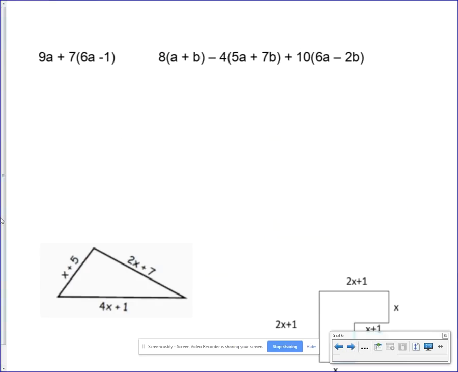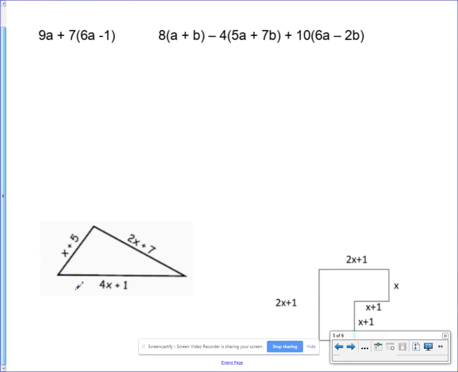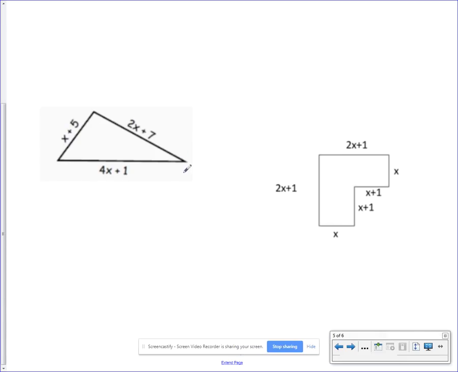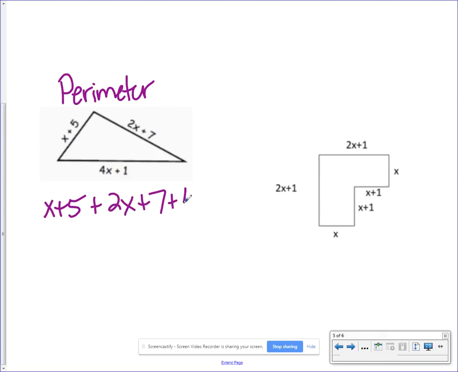All right, we have a few last ones here. I'm going to have you go ahead and work ahead. This is a ginormous one to work through. I'm going to jump, though, down here to these ones which have algebraic expressions on each side of these. And what I want you to do is find the perimeter and combine these like terms. Okay? You have x plus 5. You have 2x plus 7. And you have 4x plus 1.